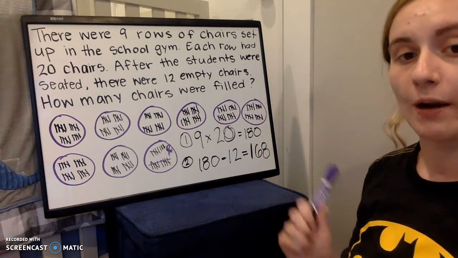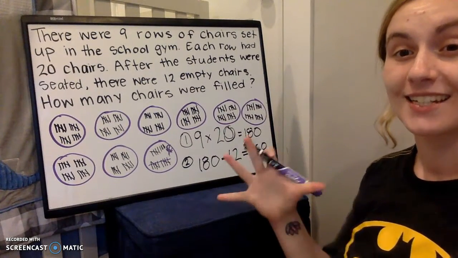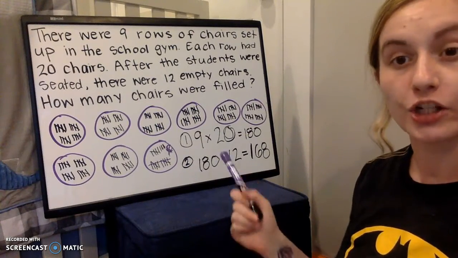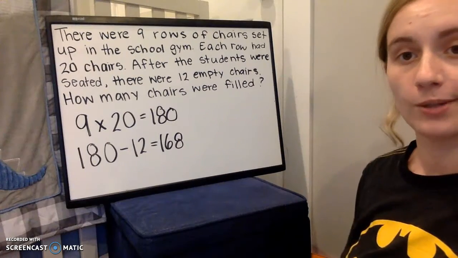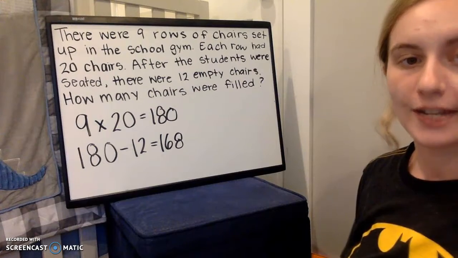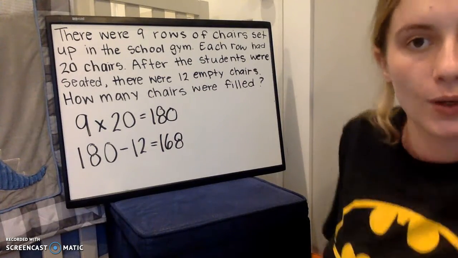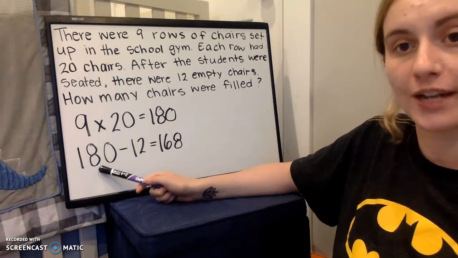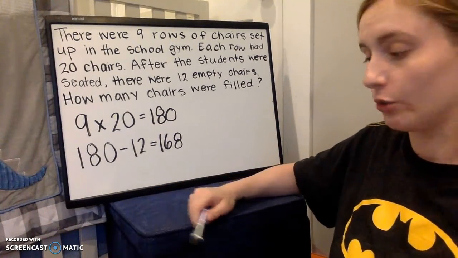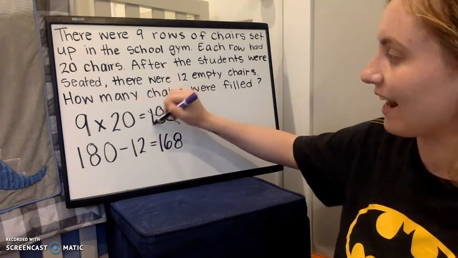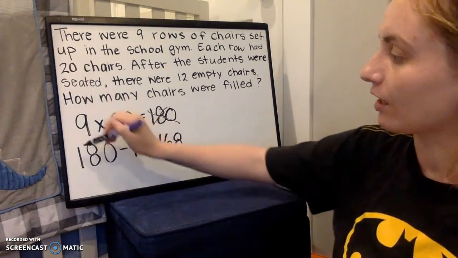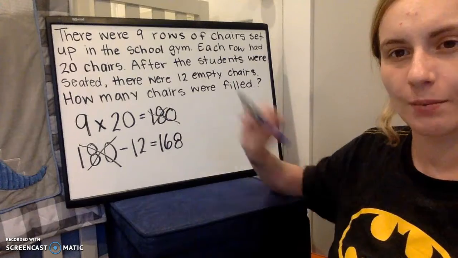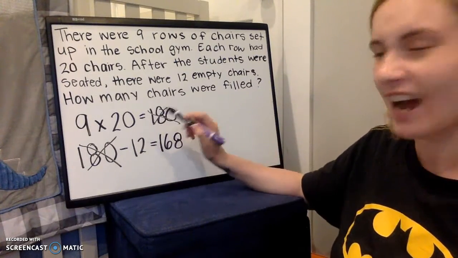Now, I'm going to show you how to put these two equations together, okay? So I'm going to erase my drawings, keep these equations up, and show you how to push them together. So here are my two equations, 9 times 20 and 180 minus 12. Because 9 times 20 is 180, and we start our next equation with 180, when we write our new equation, we can just take that out because they're both right here. So they kind of cancel out. Do you see that? Because they're both in each equation, I can cancel them out.